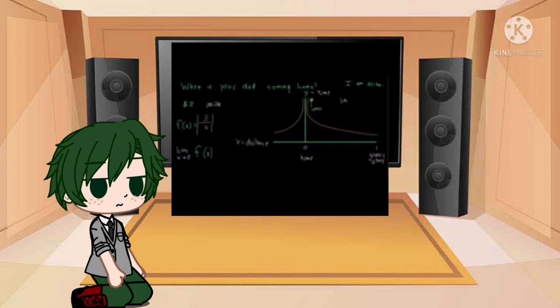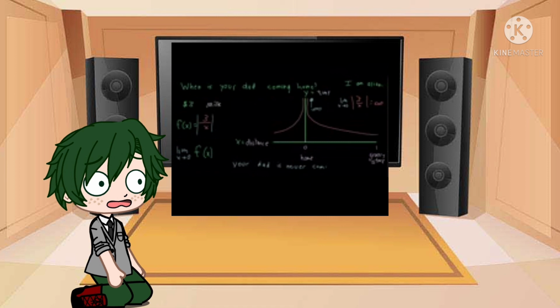The limit as x approaches 0 in respect to the equation of the absolute value of 3 over x is infinity. So basically, your dad is never coming home. And there's your final solution.